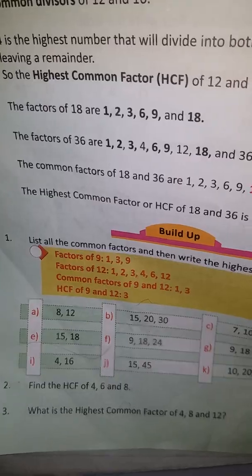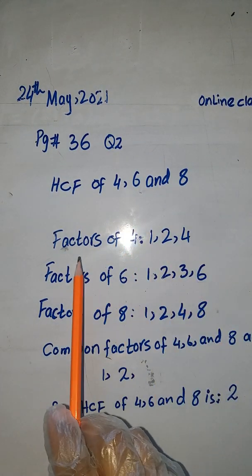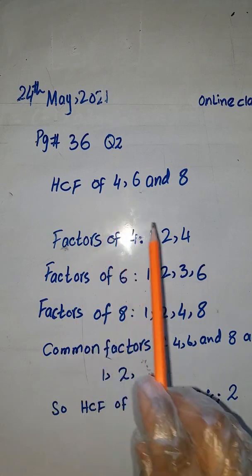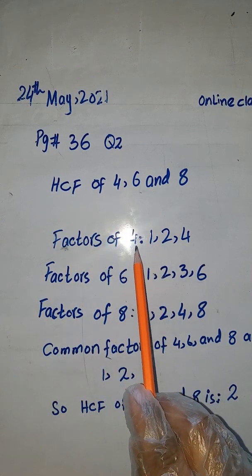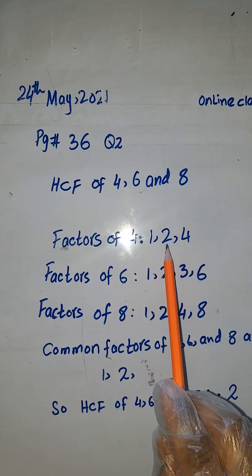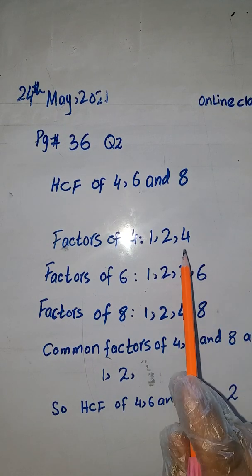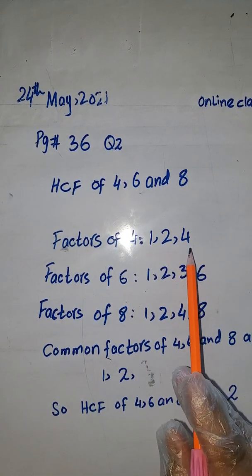Now look at the procedure. To find the HCF of 4, 6 and 8, we will write the factors of 4 first. The factors of 4 are 1, table of 1, 1 times 4; table of 2, 2 times 2; and 4 1 times 4. So 1, 2 and 4. Okay, you can make the pairs first for the factors.